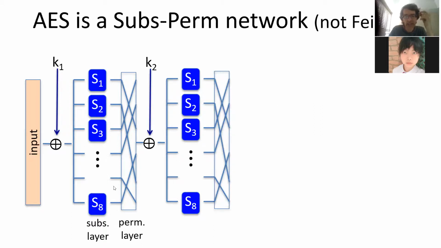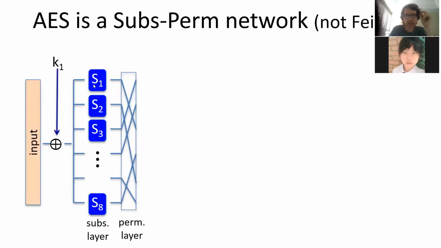But S1 to S8 are the substitution layer. It takes the input, 128 bits, divided into 16-bit blocks, and these are the substitution. Basically, you can think of them as a 16-bit by 16-bit lookup table, which is a permutation.